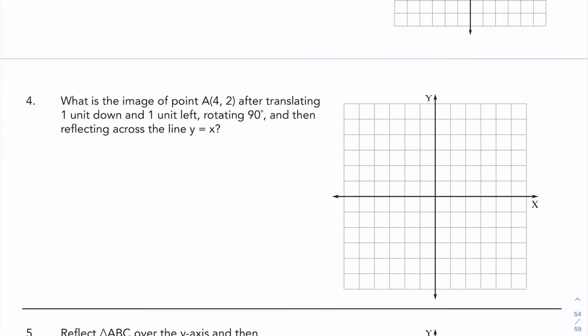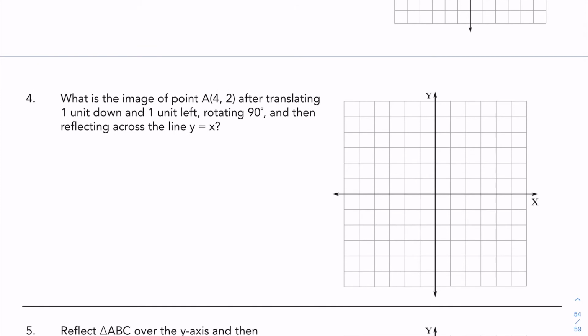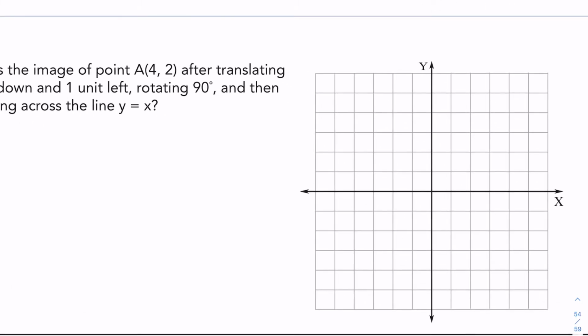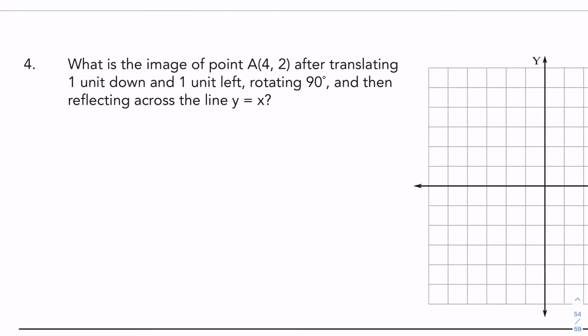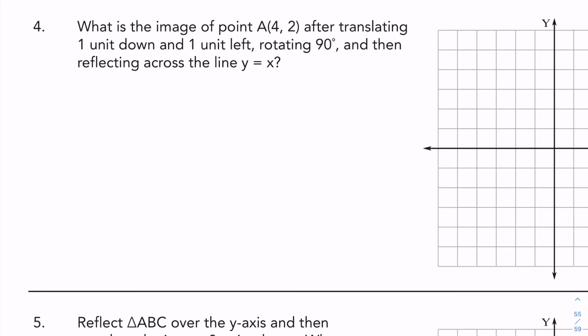And there we are. So now this next one. What is the image of point A, which is at 4, 2, after translating 1 unit down and 1 unit left?